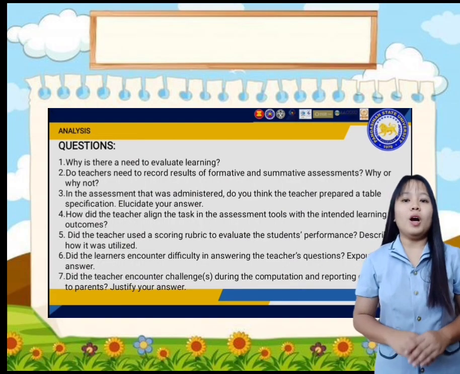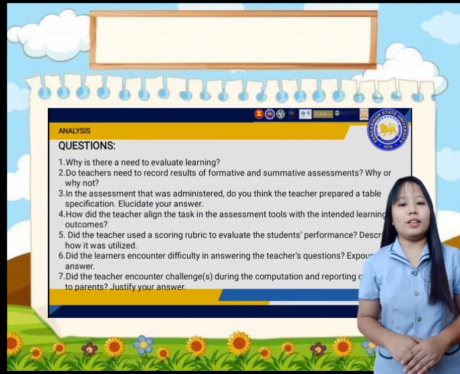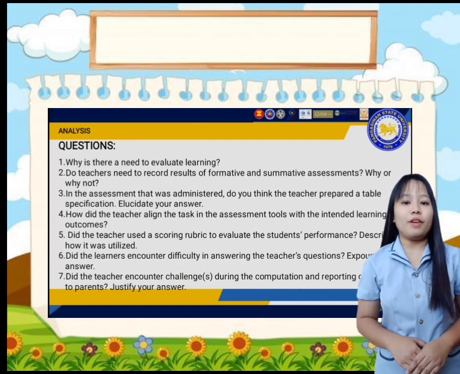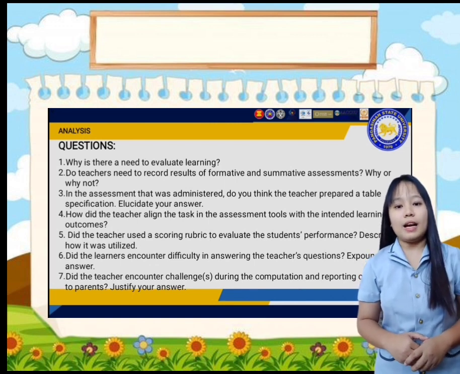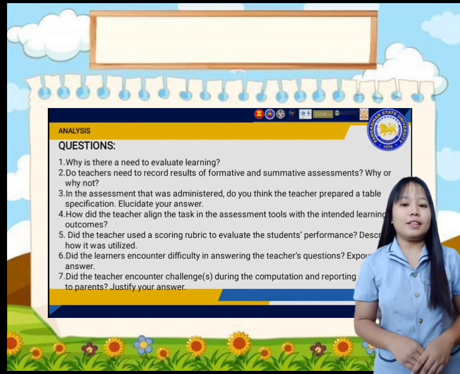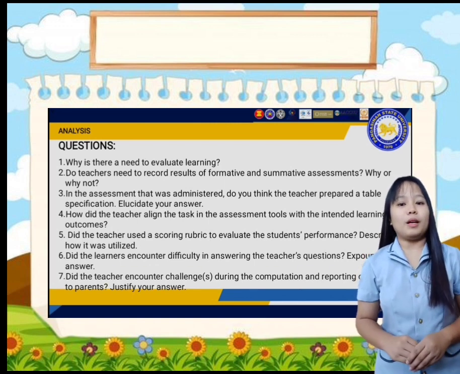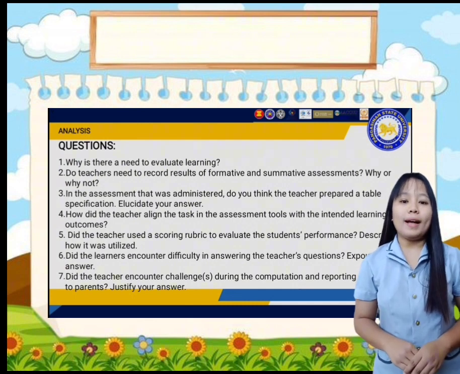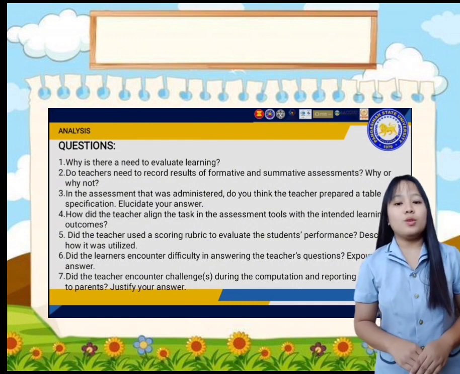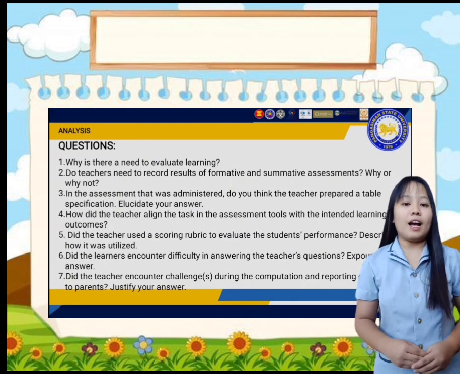For number 1, why is there a need to evaluate learning? Kailangan pong mag-evaluate because when we evaluate learning, we see the improvement of every learner, and use this as a guide in teaching. It gives the learner the opportunity para maging aware din sila on their learning, and it is also giving feedback to them. By evaluating, we will be able to know what the students already know so that we can make the improvement.